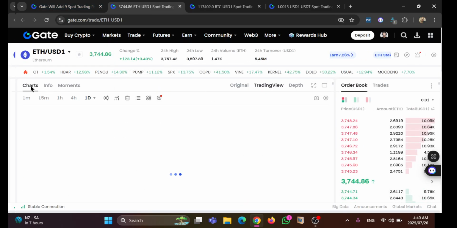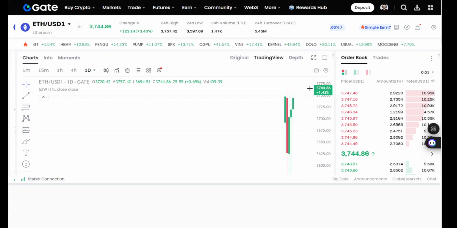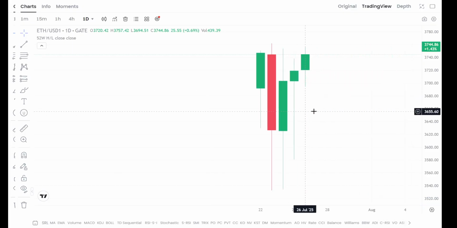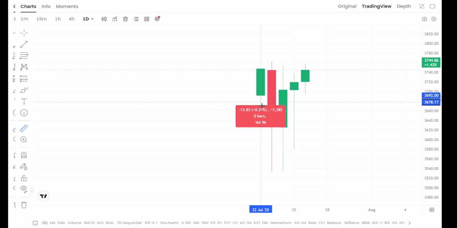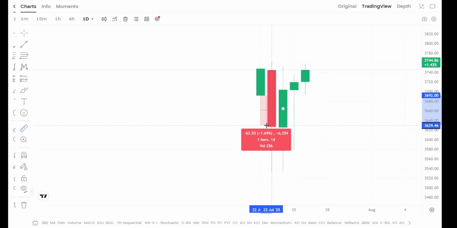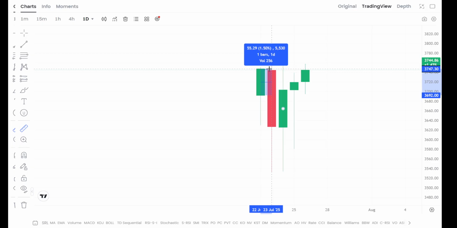Let's go to the charts about Ethereum and see how the market price is. And let's zoom in. You are watching Ethereum here, and this project started from 22 July 2025. On that day, the market price of Ethereum has increased. It was opened at this point. First the market price went down because there is a lower wick, then again the market price of Ethereum went up and was closed at this point.